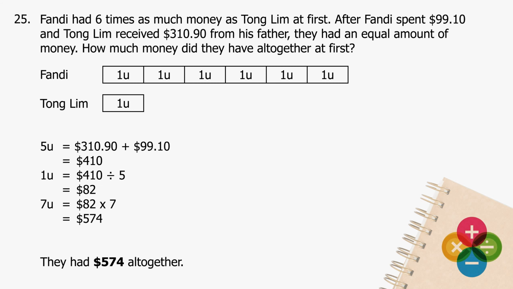Five units will be, add $310.90 to $99.10, and the sum is $410. 1 unit will be, divide $410 by 5, and the quotient is $82. 7 units will be, multiply $82 by 7, and the product is $574. They had $574 altogether.